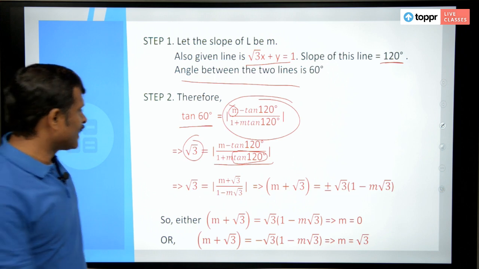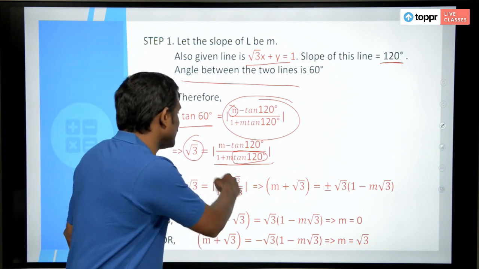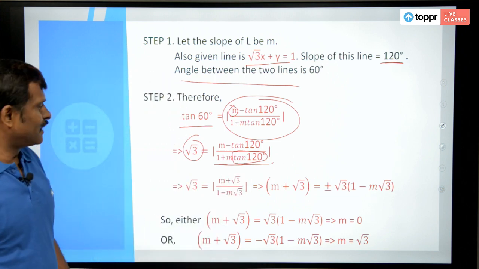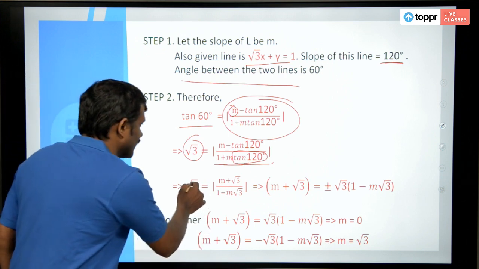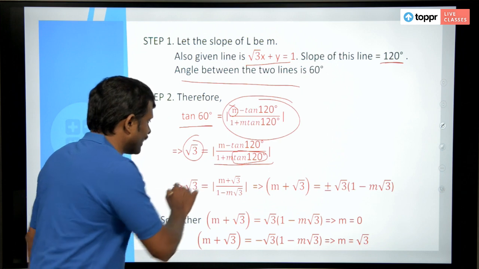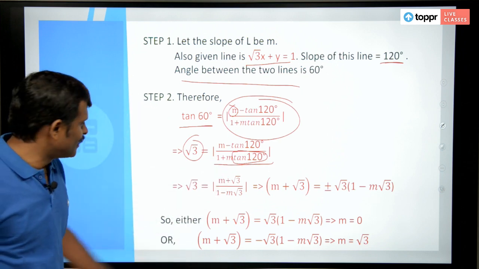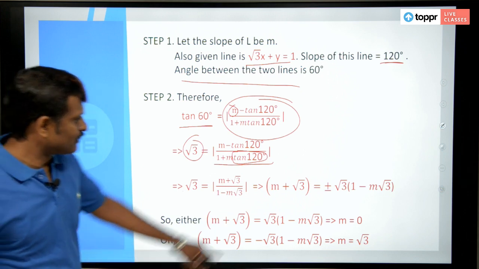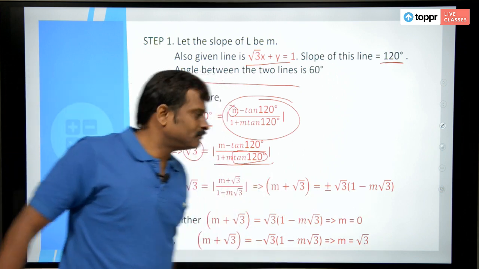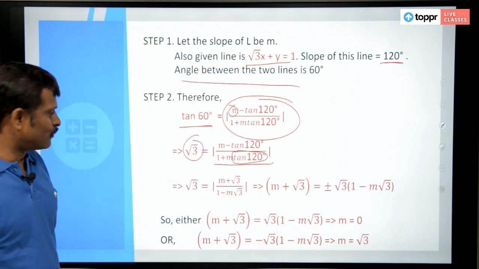So, what happens here is root 3 is equal to (m plus root 3) by (1 minus m root 3). Now, I am cross multiplying. So, I am taking it to be plus or minus, then m plus root 3 will be equal to plus or minus root 3 into (1 minus m root 3).